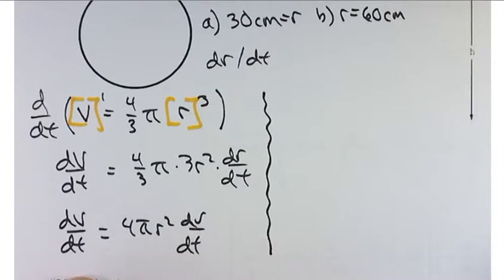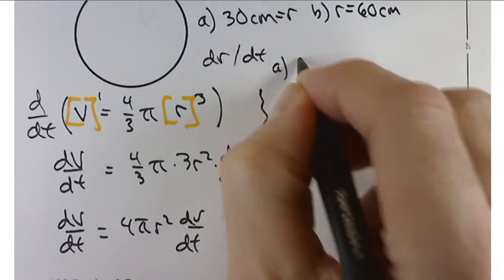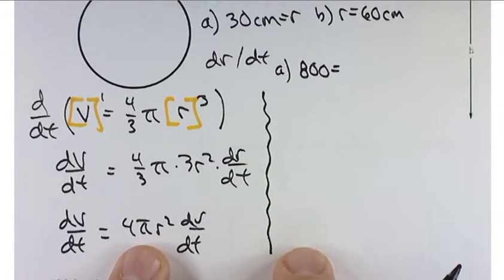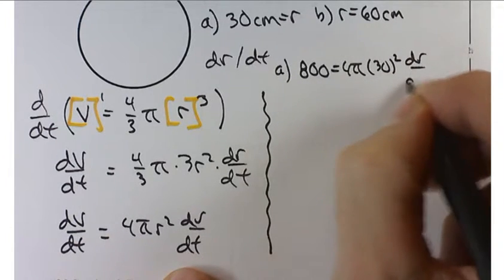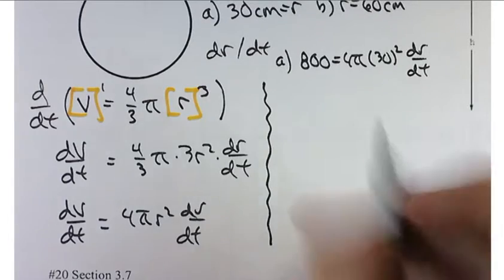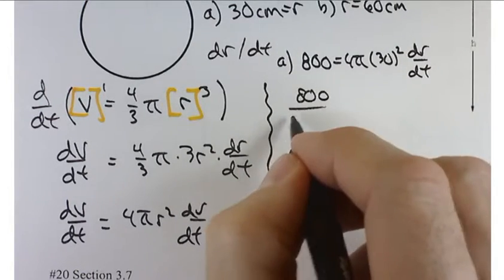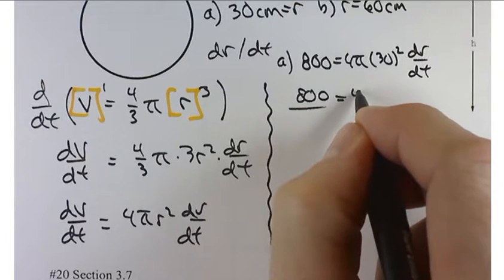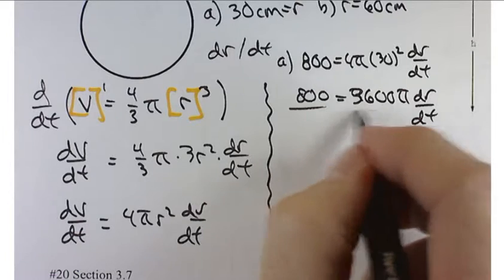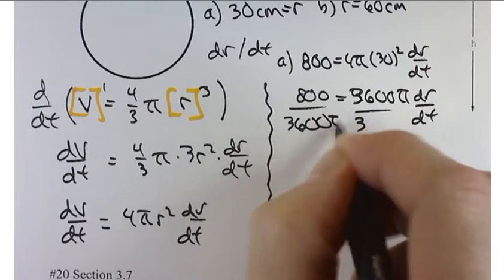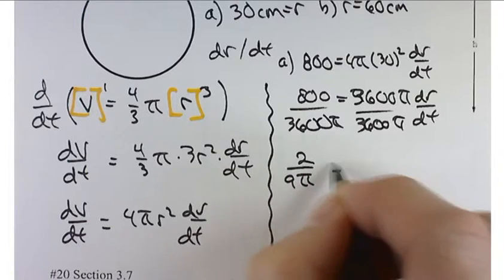Sure. Let's do part A here. So for part A, we've got dV by dt is 800, 4 pi r squared times dr by dt. So on the right-hand side, that's 3,600. Let's see, 900 times 4, yeah, 3,600. 3,600 pi dr by dt. If we divide both sides by 3,600 pi, that's going to simplify to 2 over 9 times pi equals dr by dt.